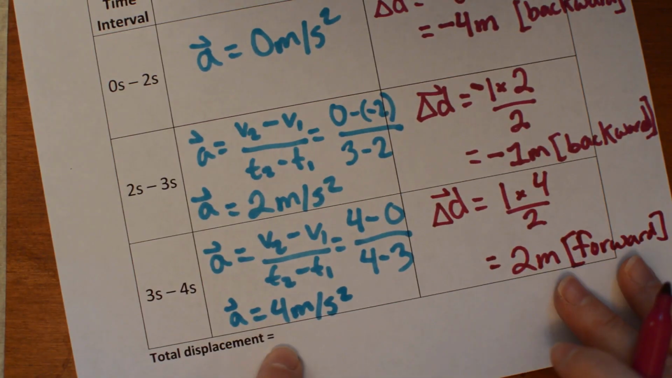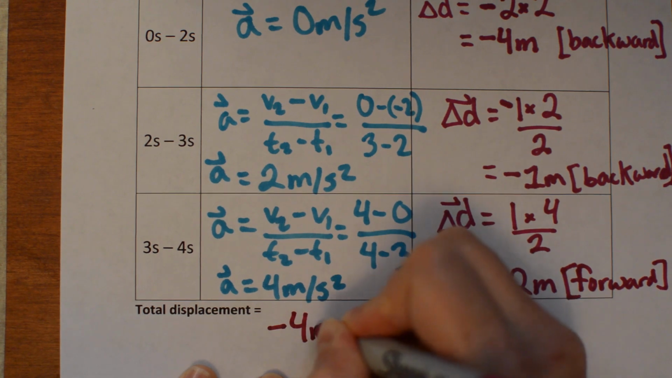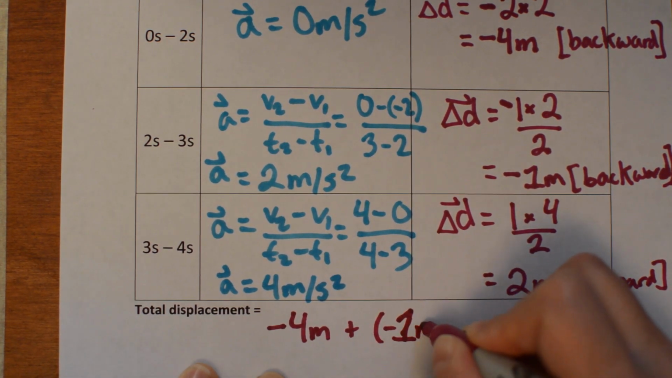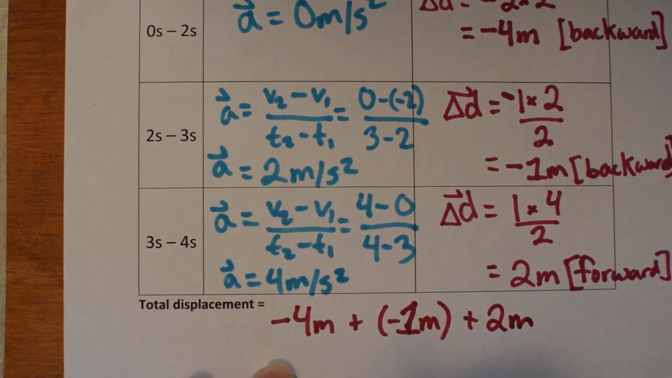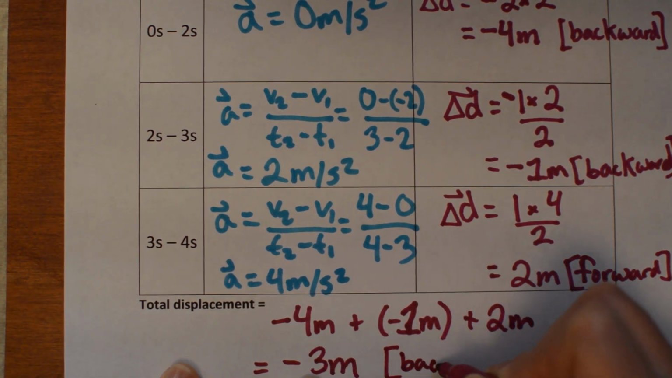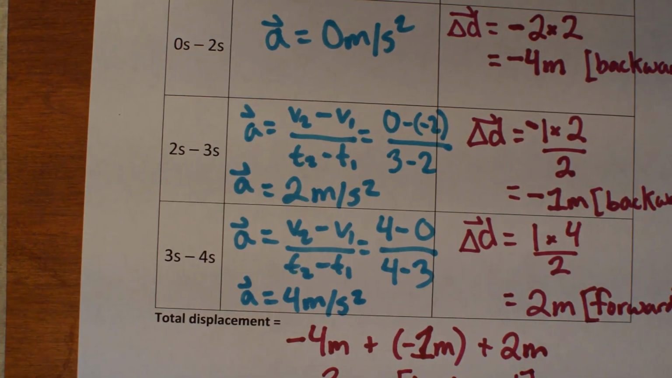When I want to find my total displacement, I just add up all these values. So add up the -4 meters plus the -1 meter plus +2 meters, which gives me overall -3 meters. So overall I move backwards 3 meters as my total displacement. And that's it.